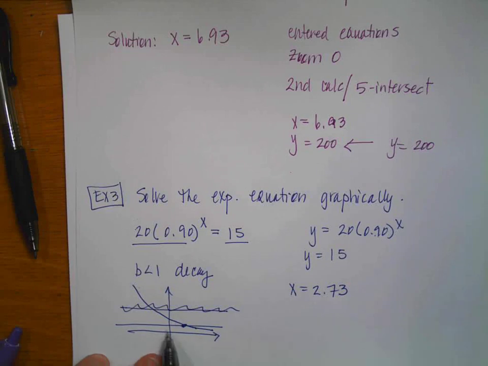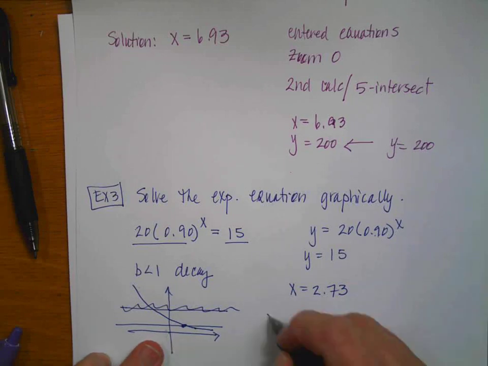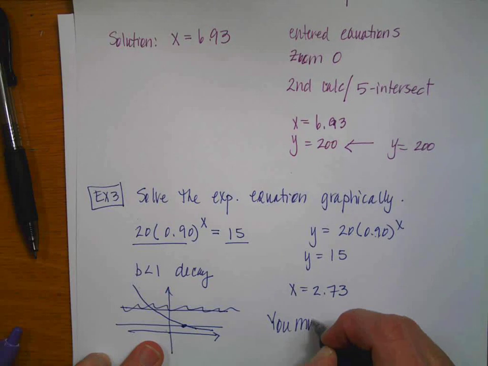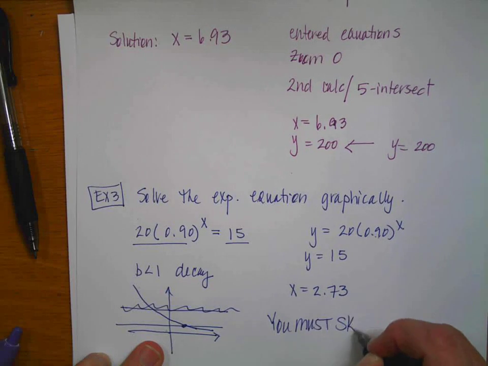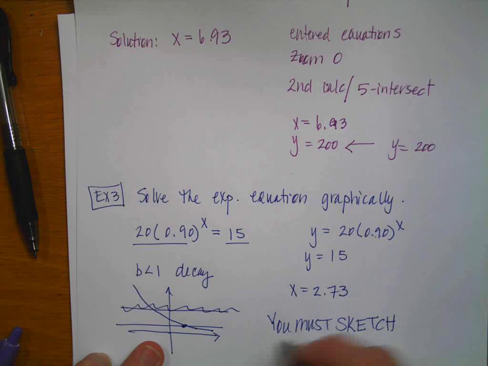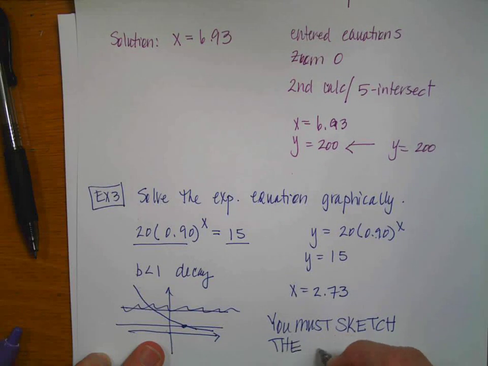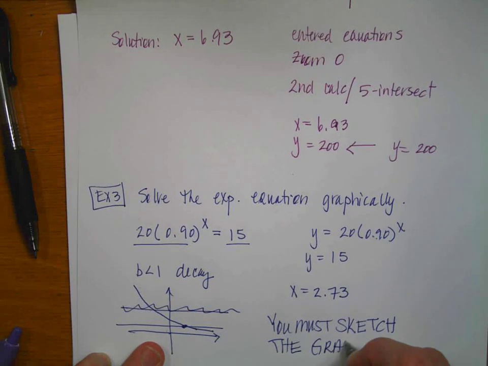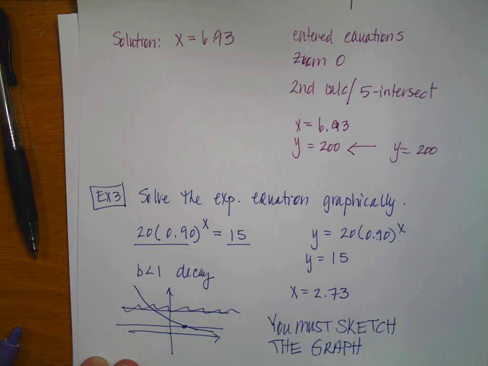The only thing that I want to caution you about is if you solve something using your calculator, you must sketch the graph, because the graph is your work. So if you're going to solve an equation in your calculator, you have to sketch it, and then I would label x is equal to 2.73 because that's really the only relevant point on our graph.